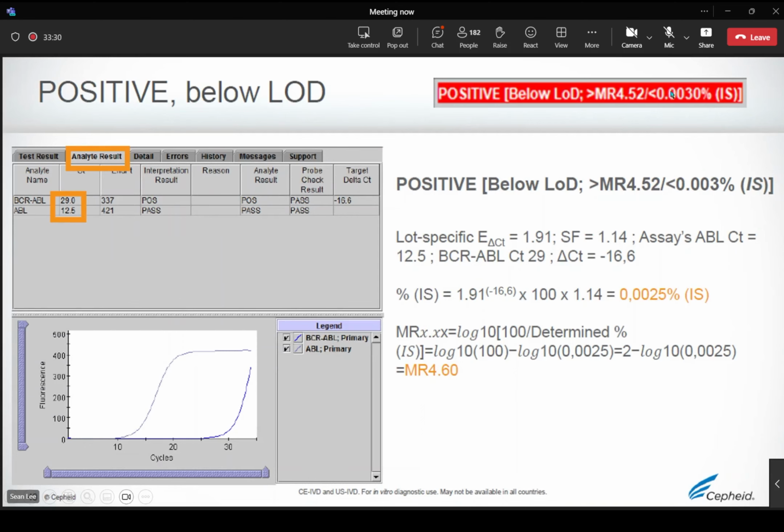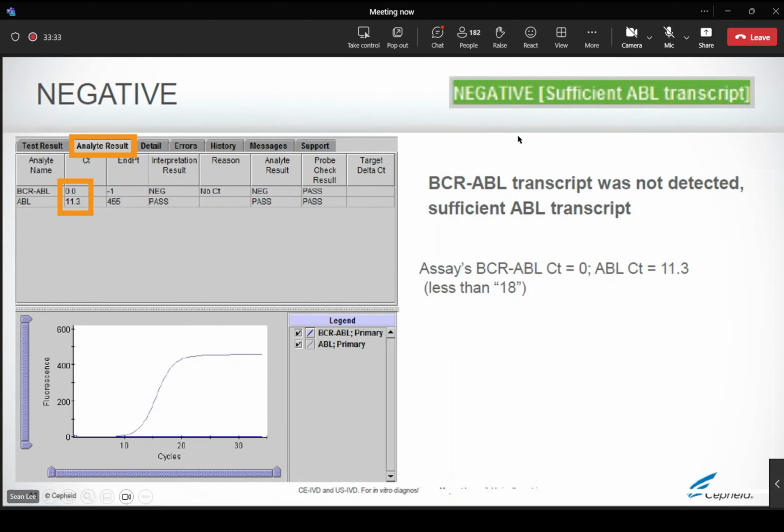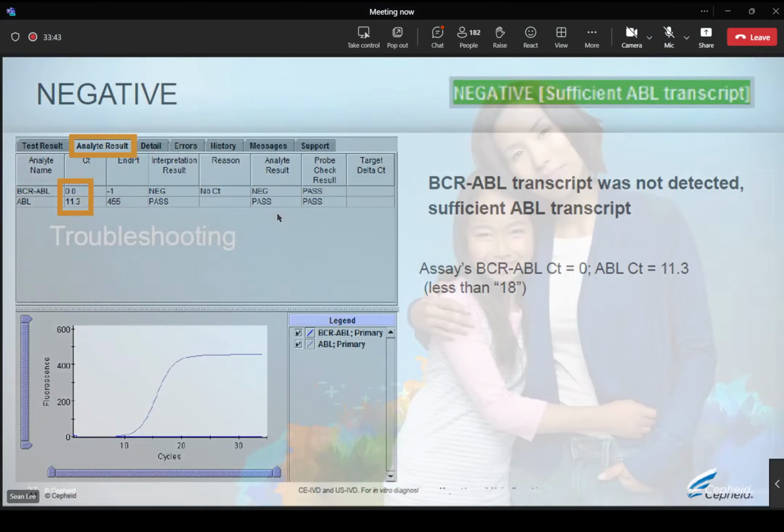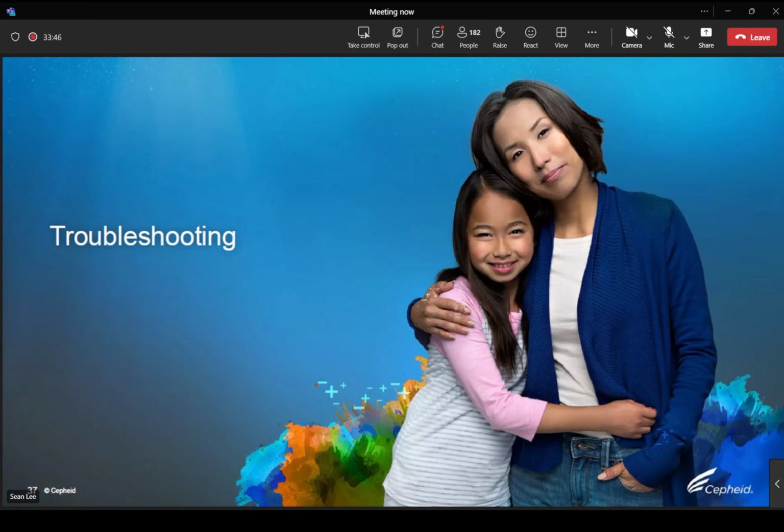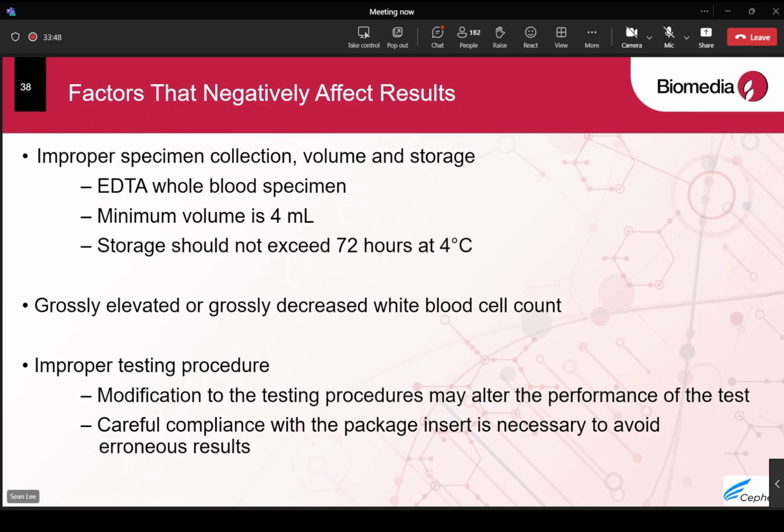If you got negative results, it means you have a control showing sufficient ABL transcripts, and BCR-ABL has a CT value of 0. That's it. All right. Of course, not all tests are perfect, so you might face some issues during the test.